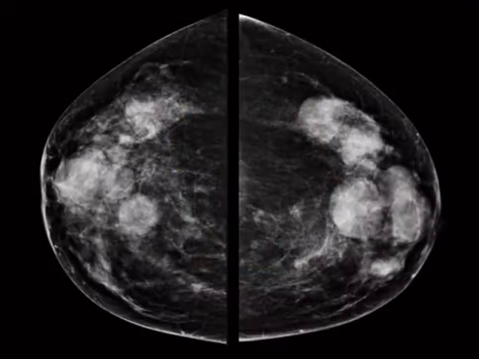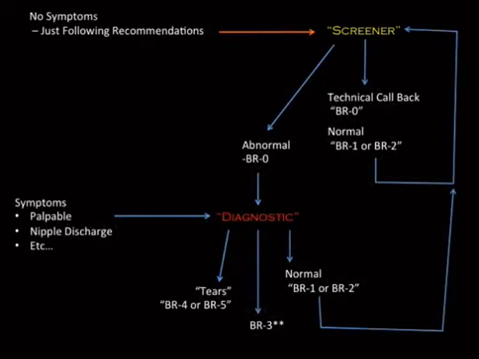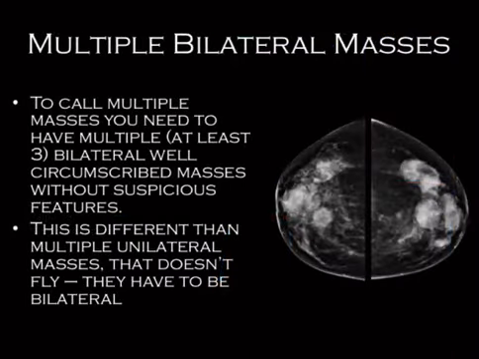All right, next case is this. This is another one that's very classic for trickery here. And what we've got are bilateral, well-circumscribed masses. So, screener, this can actually be BR2'd. Bilateral, well-circumscribed masses, and they have to be multiple, at least 3, on both sides. This does not work for unilateral multiple masses.